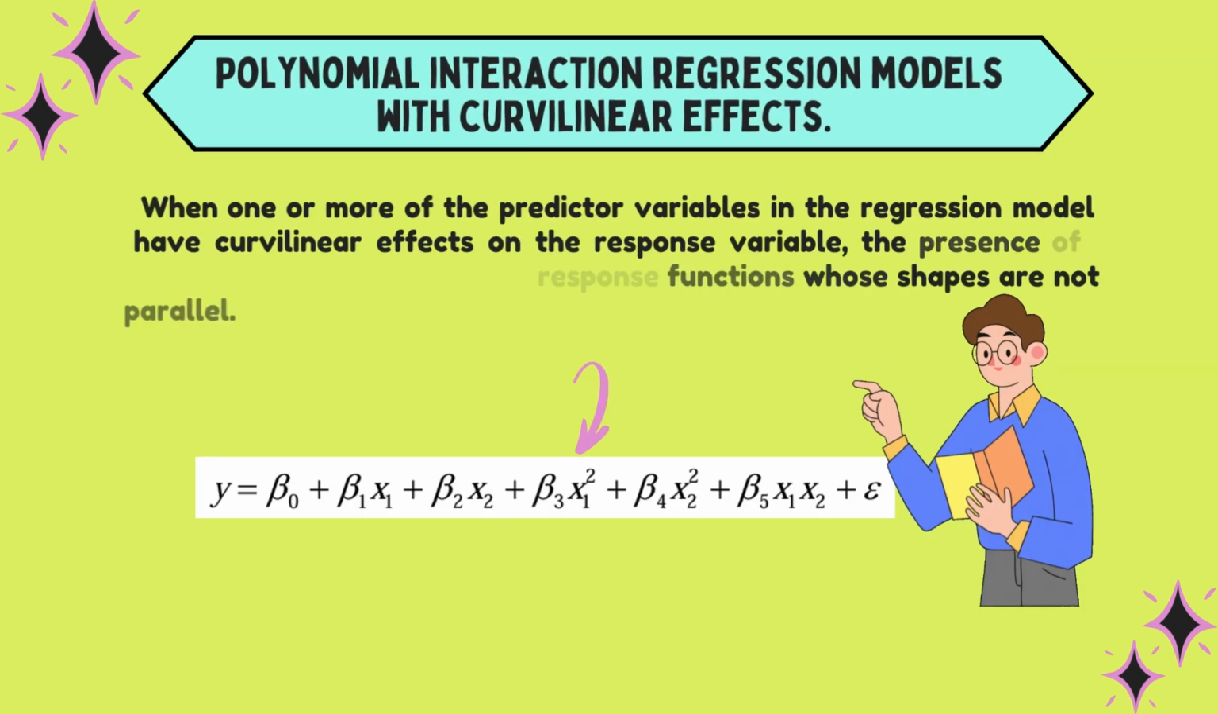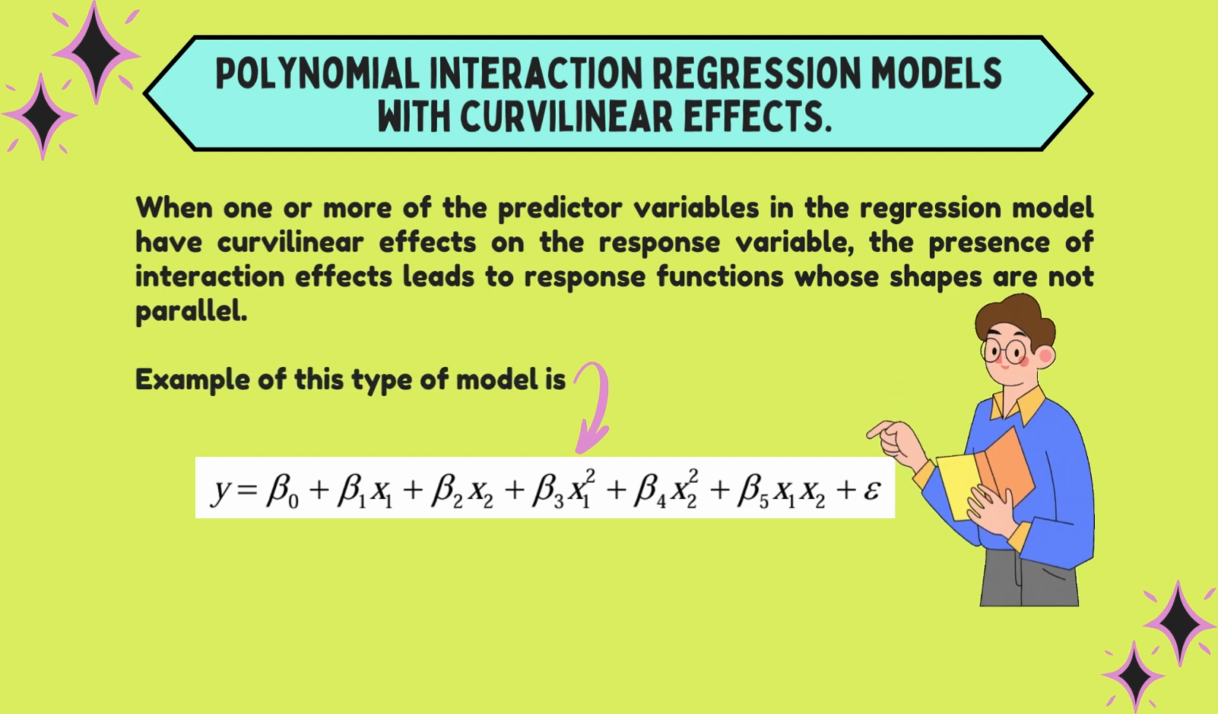Lastly, when one or more of the predictor variables in the regression model have curvilinear effects on the response variable, the presence of interaction effects leads to response functions whose shapes are not parallel.